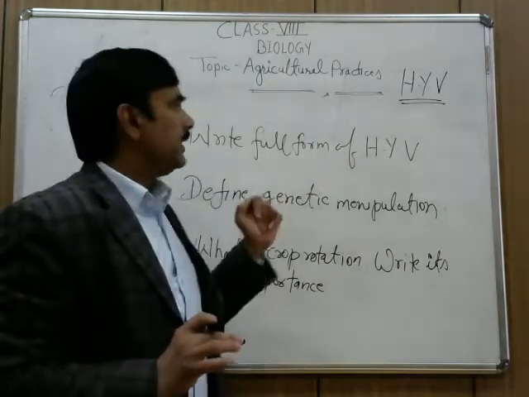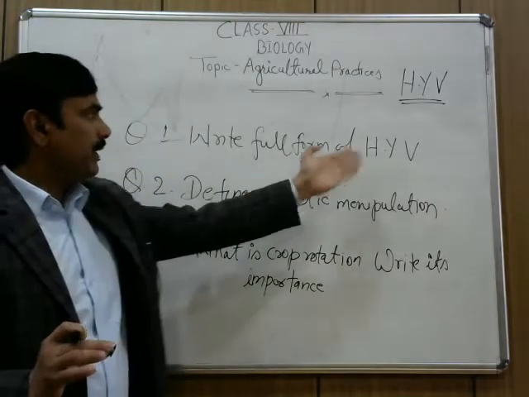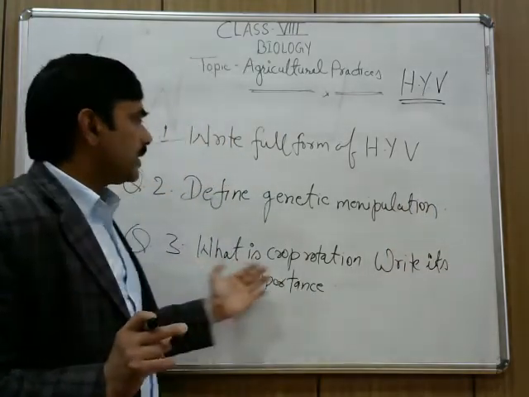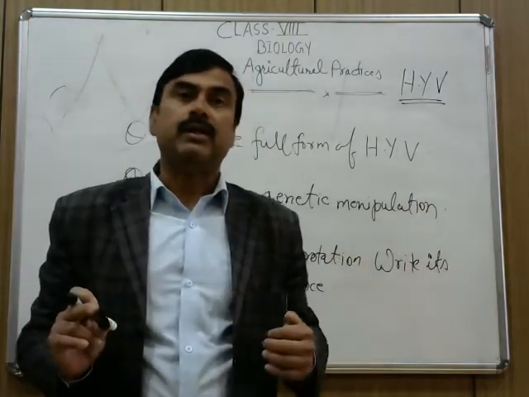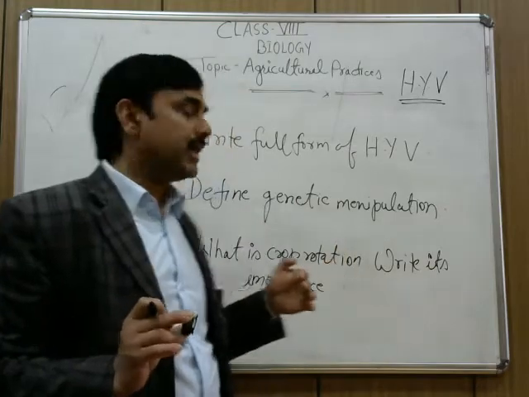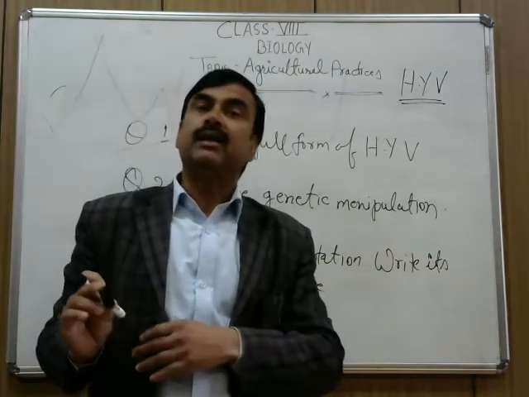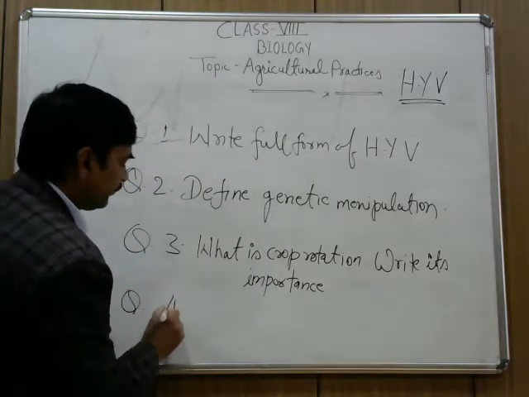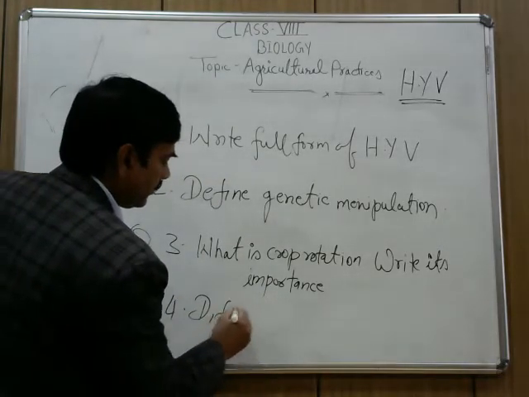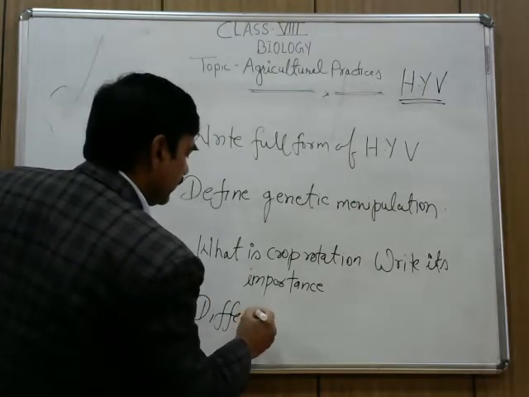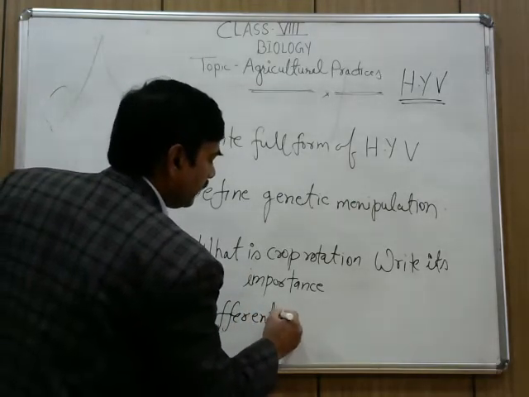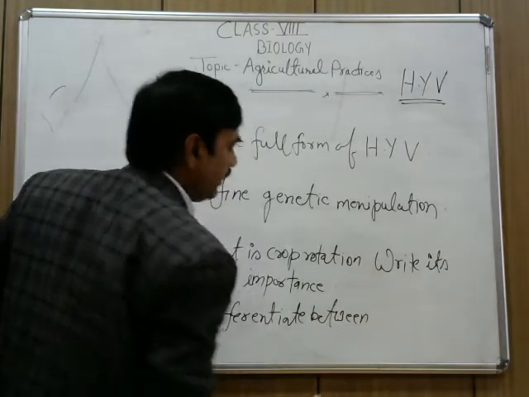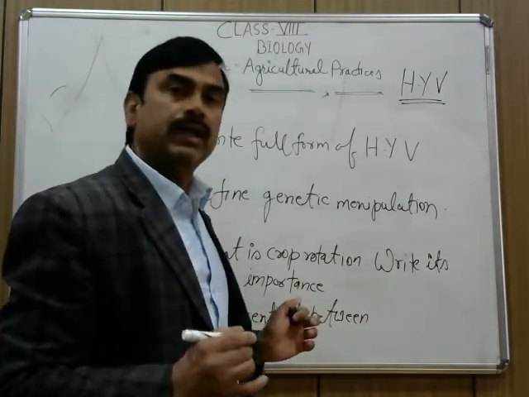Write full form of high yielding variety, HYV. Define genetic manipulation. What you have to do in the crop rotation, what is the importance, its significance you can write. You can also define crop rotation, and the last one you can write: differentiate between alternate crop and mixed crop.